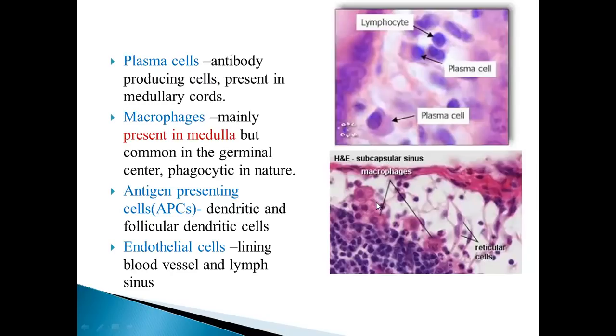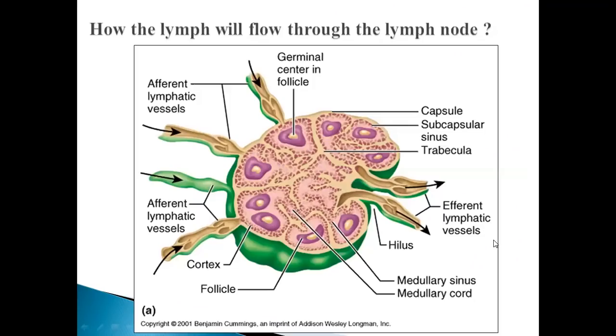Then we also have macrophages. You can see these are the macrophages. Under high power, try to see these cells when you see under practical. These are present in the medullary region, but they are also present in a germinal center. The function of these macrophages is phagocytosis. Also, we have antigen presenting cells like dendritic and follicular dendritic cells, and endothelial cells. Endothelial cells line the blood vessels and lymphatic sinus.